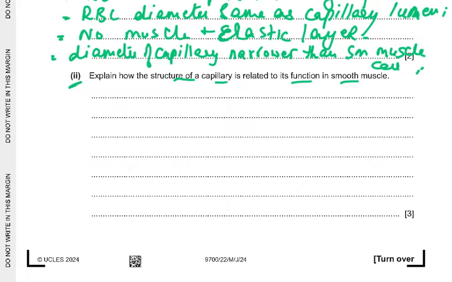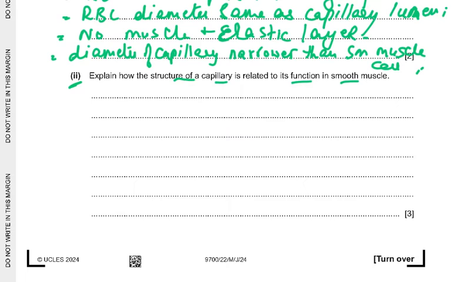The other point, you can say thin wall, so short distance. You see, the cell is just outside it. Because the capillary wall is very thin, it's a very short distance through which oxygen and glucose, or amino acids and cell signaling molecules, have to pass.